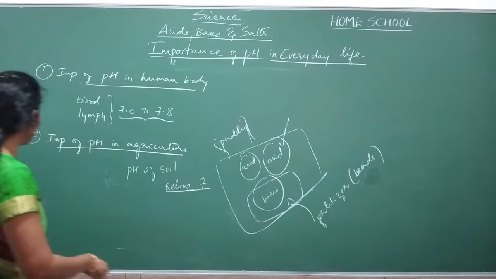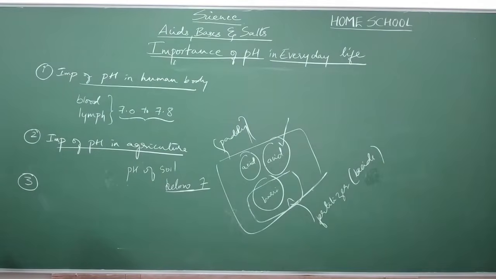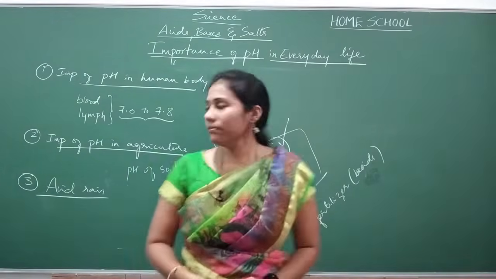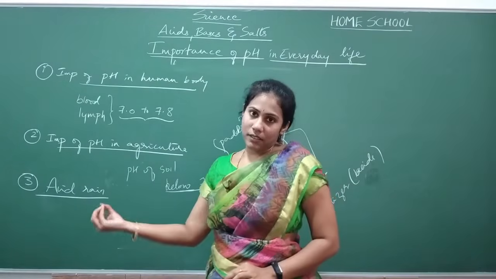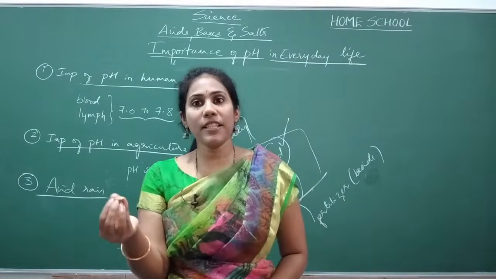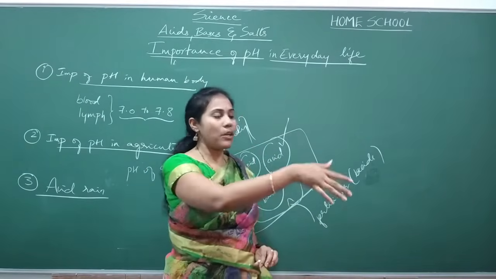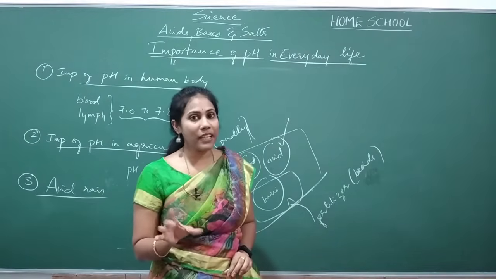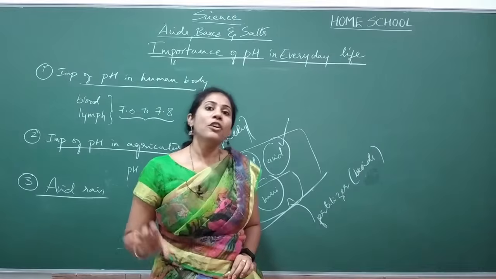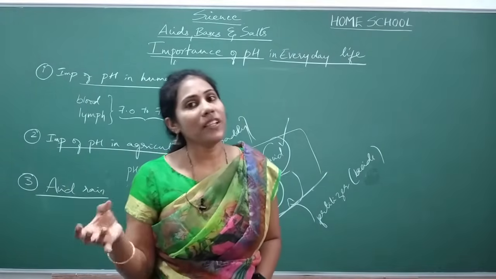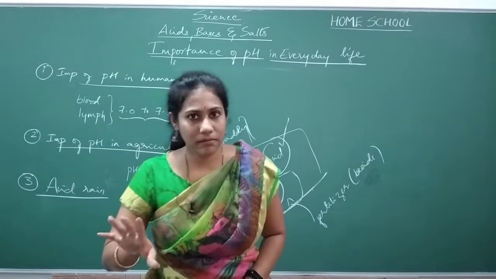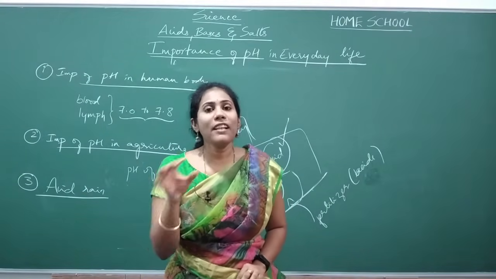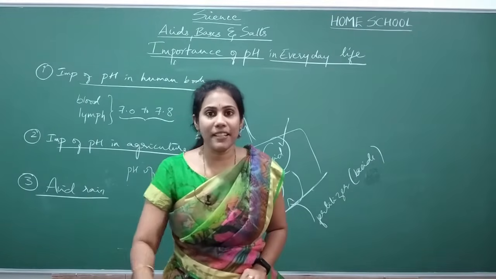Now let us discuss the third aspect, that is acid rain. So what do you mean by acid rain? Normally, the rain water's pH is neutral, just like plain water. In yesterday's video, we checked the rain water's pH. It came almost neutral. Yes or no? So normally rain water's pH will be neutral or slightly acidic. Slightly acidic in the sense the value may be 6.8 to 6.5. That's it. Not below that.